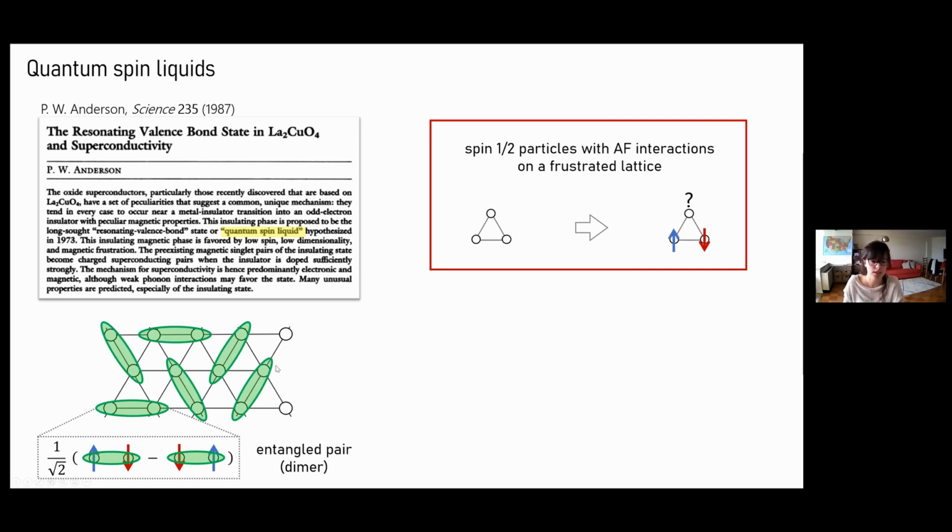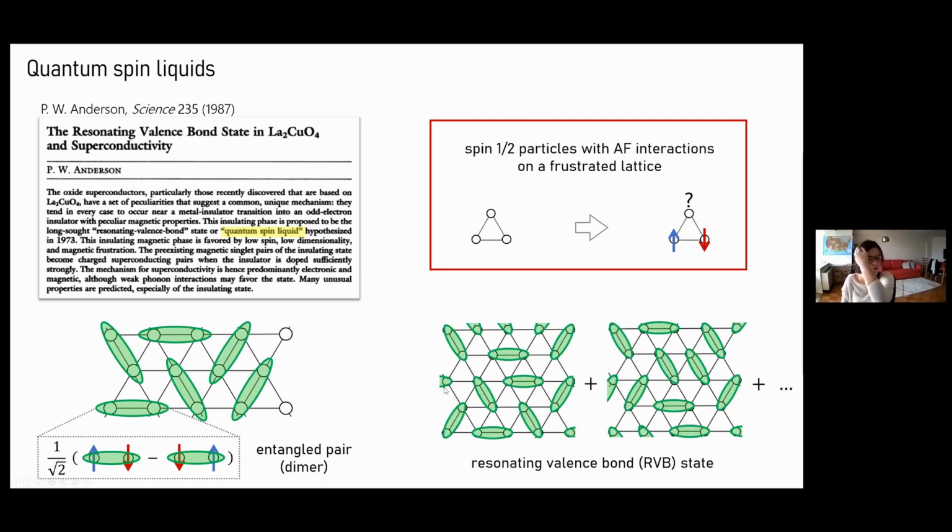So his idea was that all the spins in the lattice would form these entangled pairs. And you can easily see that there is not a single possibility for the pairings. There are many, there are exponentially many. So the many-body ground state of the system would be the superposition of all the possible dimer coverings that you can build on the lattice. And this is what he called a resonating valence bond state, which corresponds to this quantum spin liquid.